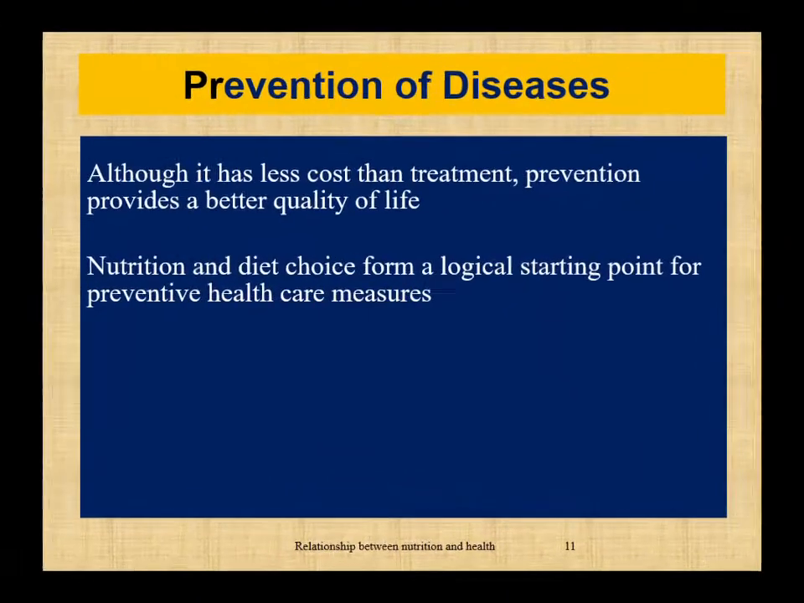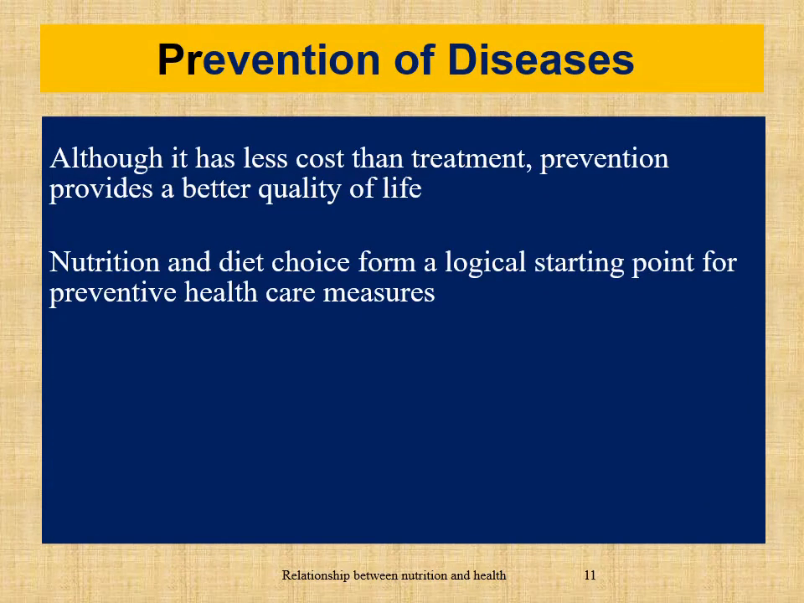Prevention of diseases. Although it costs less than treatment, prevention provides a better quality of life. Nutrition and diet choice form a logical starting point for preventive health care measures. For example, prevention of blindness. Consumption of vitamin A rich foods is a simple remedy to prevent blindness, which is caused by vitamin A deficiency.